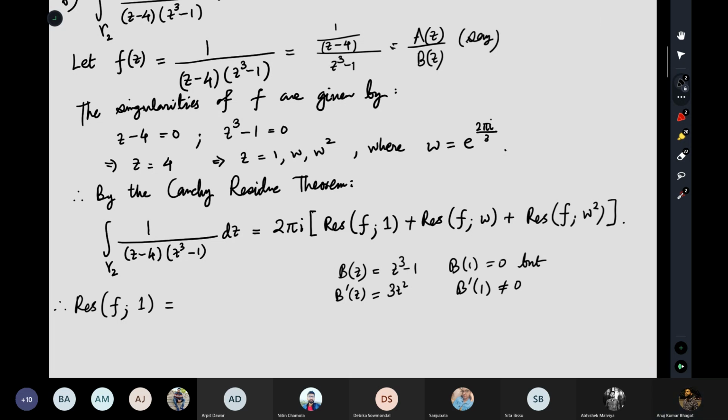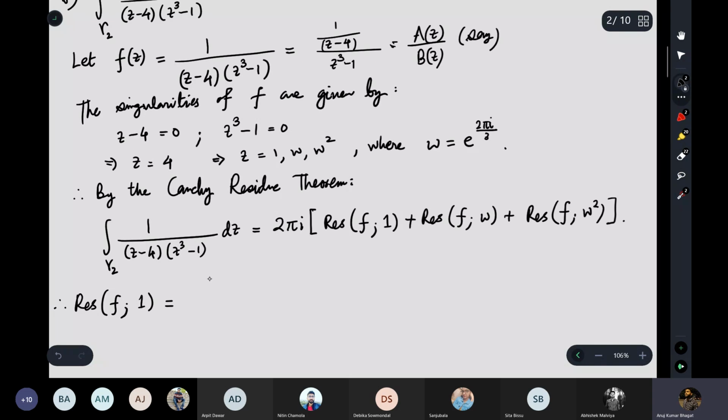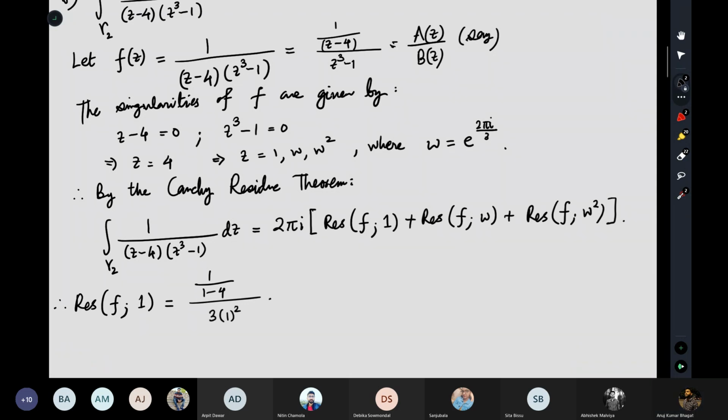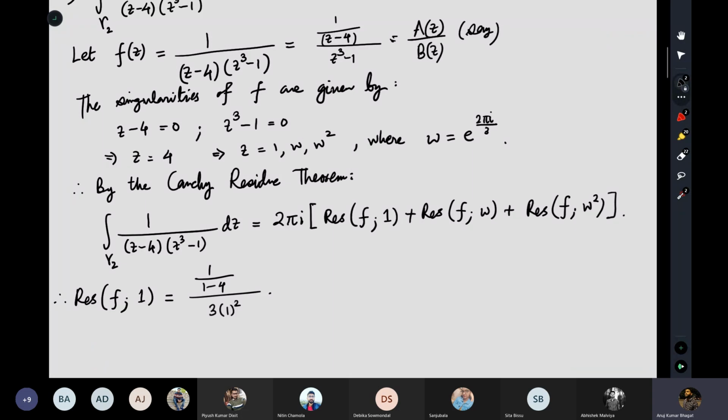Okay, so tell me, right? So let me write it down. I hope you will understand this. 1 by 1 minus 4 divided by 3 into 1 square. You agree or no? Yes, sir. Right? Because I'll just simply repeat. You have to write. Okay.